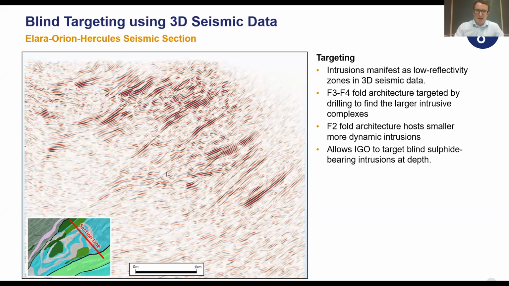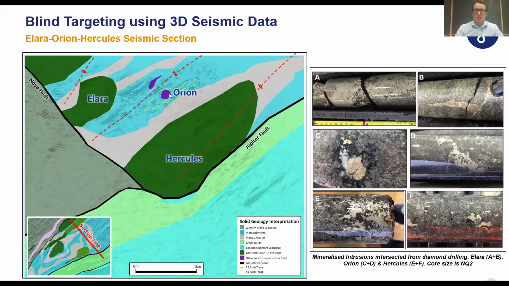And as we've progressed, we've started to get confidence in targeting F2 fold architecture and those smaller, more dynamic intrusions in locations like that here. So if I put on the solid geology interpretation over that seismic data now, and this is all from drilling, and you can see the depths here, we're targeting at 1 to 2 to 2.5 kilometers. And then we've identified these large intrusive complexes which are blind at the surface, and these more focused intrusive complexes, such as Orion. And then I've included some nice sulfides from these 3 intrusions that we've been intersecting and we're currently drilling out today. So basically that's my talk.